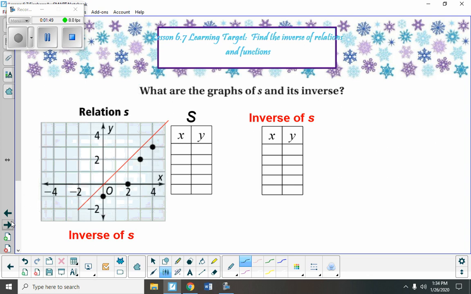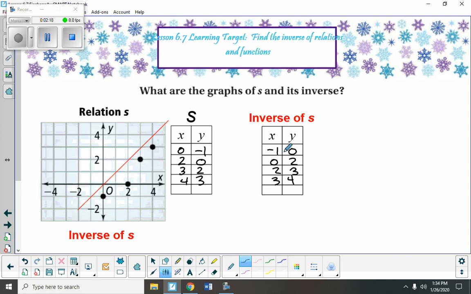Another example says, what are the graphs of S and its inverse? So first of all, let's write down the coordinates in relation S. This is at 0, -1. This point is at 2, 0. This is at 3, 2. And this point is at 4, 3. So the inverse would switch your x's and y's, and we'll graph that in just a second.